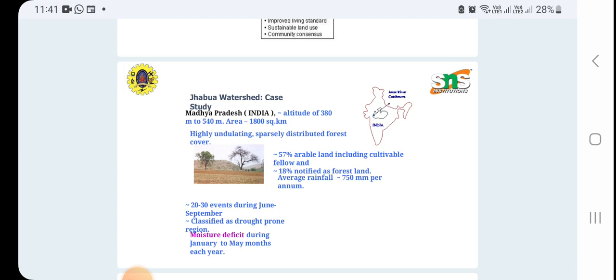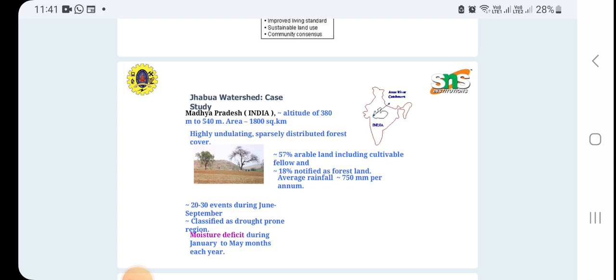Jhabua watershed, a case study from Madhya Pradesh, at an altitude of 380 meters to 580 meters. The study area is 1800 square kilometers, highly undulated, with sparsely distributed forest cover.